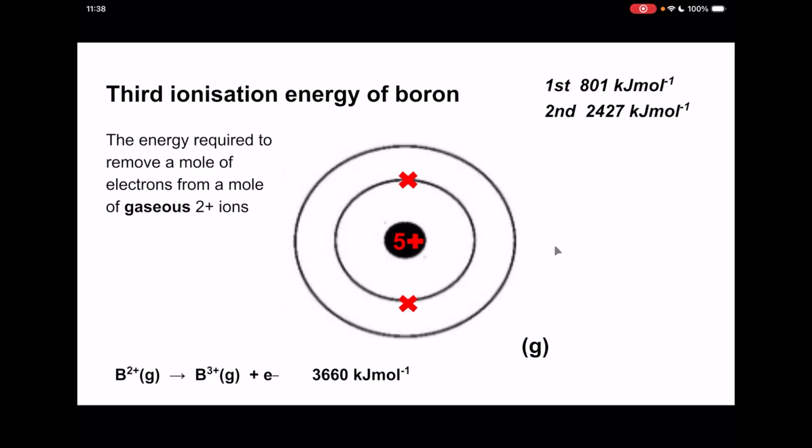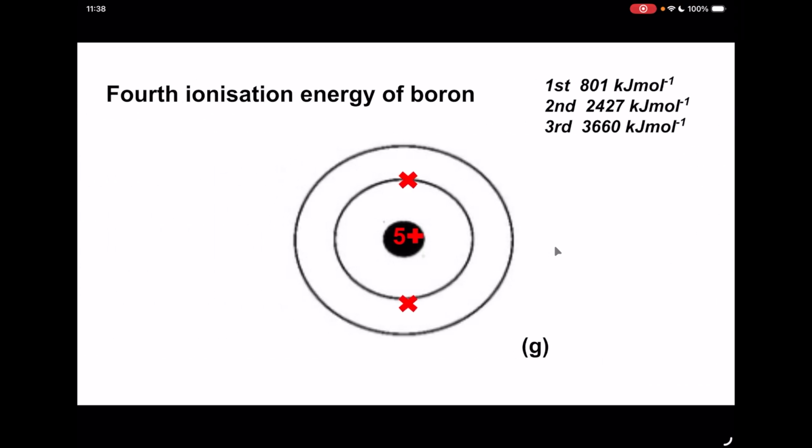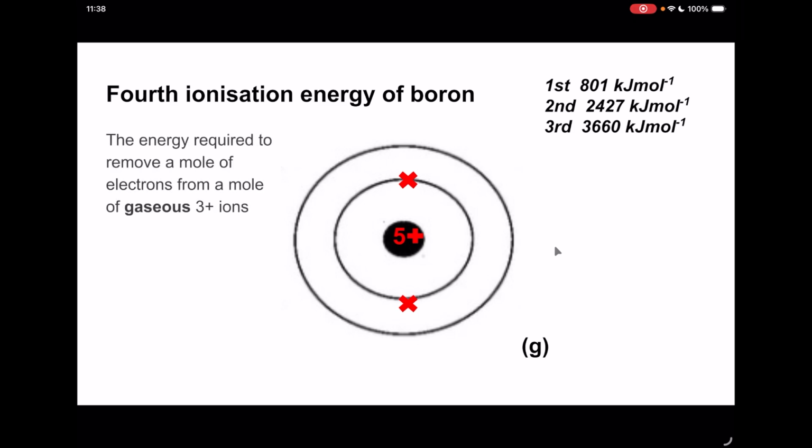Okay, so the next electron removed is referred to as the fourth ionization energy. So there's its definition, the energy required to remove a mole of electrons from a mole of gaseous 3 plus ions. So we'll take this electron out here.